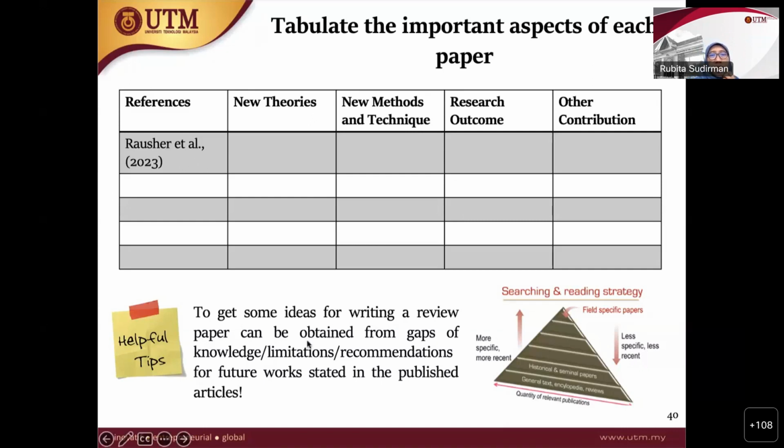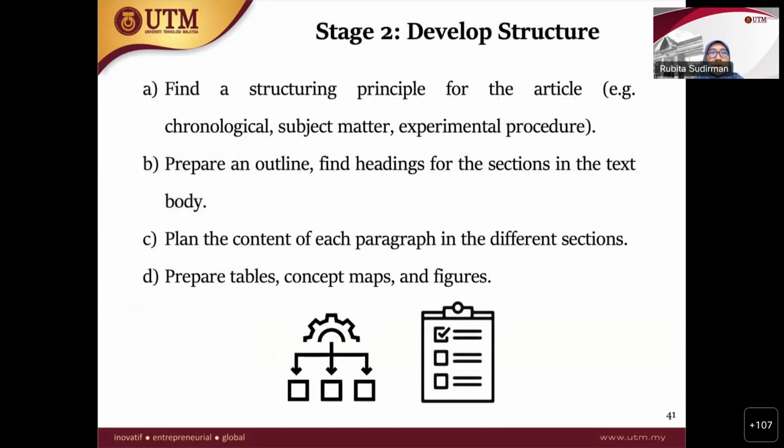To get some ideas for writing a review paper, you can obtain them from the gaps, okay? For future works stated in the published article. Future works also mention what the gaps are, what things have to be improved. So you can get the idea from there. So that is a quick tip that you can use in order for you to identify.